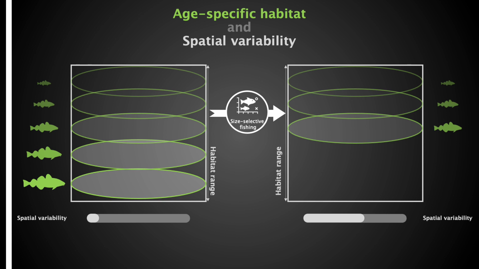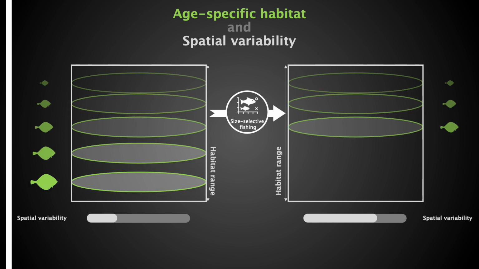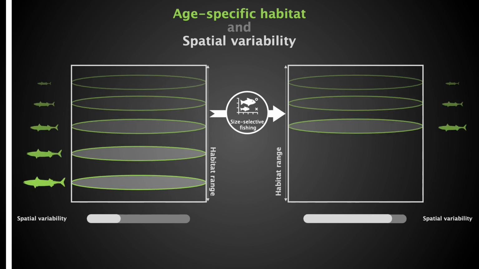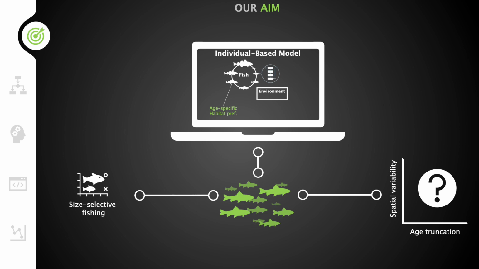While this idea is conceptually understandable, it is difficult to empirically test the effect of age-specific habitat preference in isolation. First, because we lack this information, and secondly, there is also a lack of accurate information on how different species vary in their age-specific habitat. To gain theoretical understanding of this issue, we developed a model which allows us to explicitly test how age-specific habitat preferences influence the response of population spatial variability to fishing-induced age truncation.